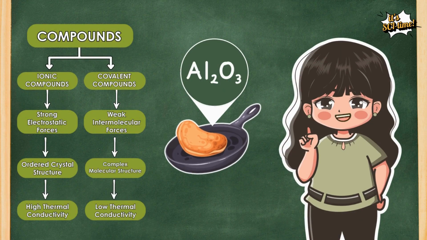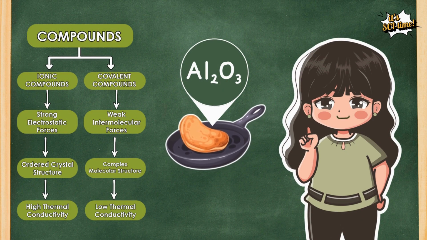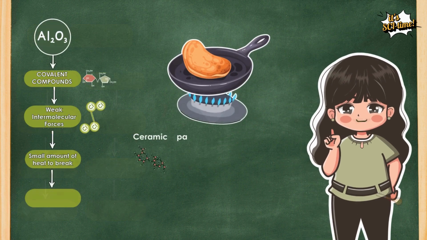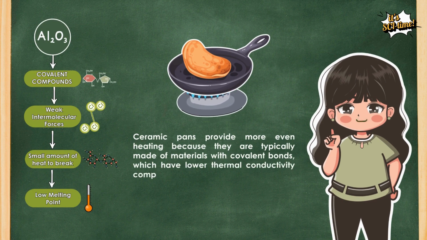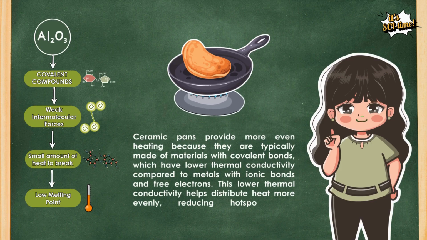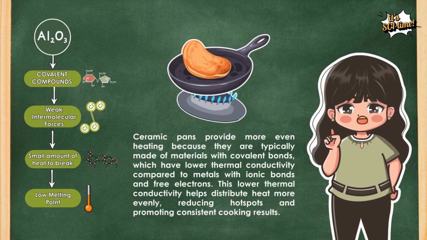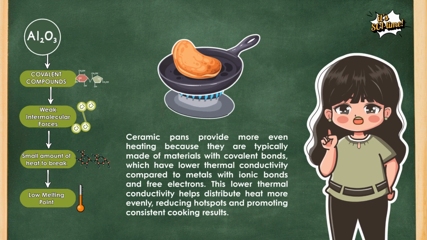What can be inferred about the composition of ceramic pans and how they facilitate more even heating? Ceramic pans provide more even heating because they are typically made of materials with covalent bonds, which have lower thermal conductivity compared to metals with ionic bonds and free electrons. This lower thermal conductivity helps distribute heat more evenly, reducing hot spots and promoting consistent cooking results.